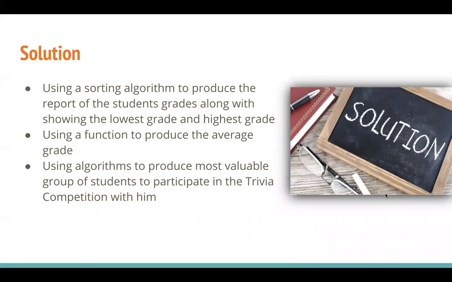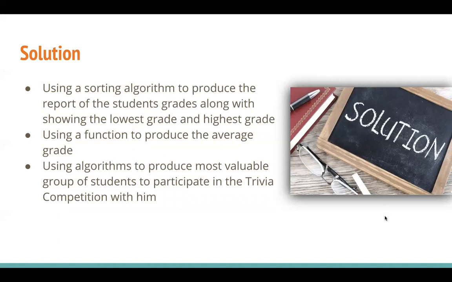In our solutions, you'll see us using the sorting algorithm to produce the report of the students' grades along with showing the lowest grade and highest grade. We also use a function to produce the average grade of the students in the class. We also use another algorithm to produce the most valuable group of students who will participate in the trivia competition with the chemistry instructor.